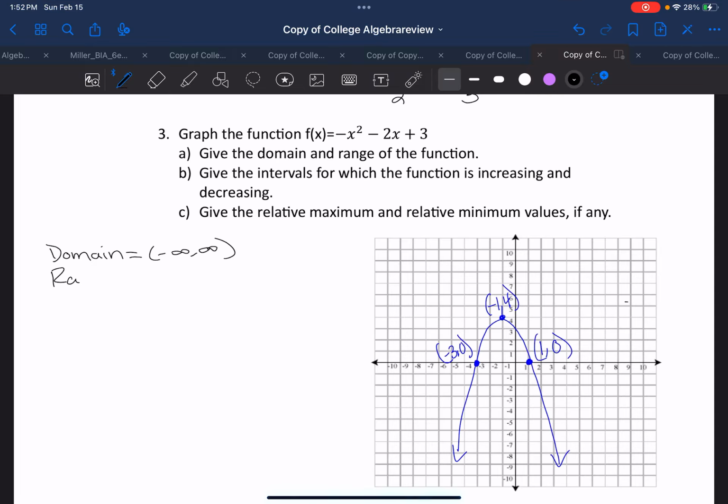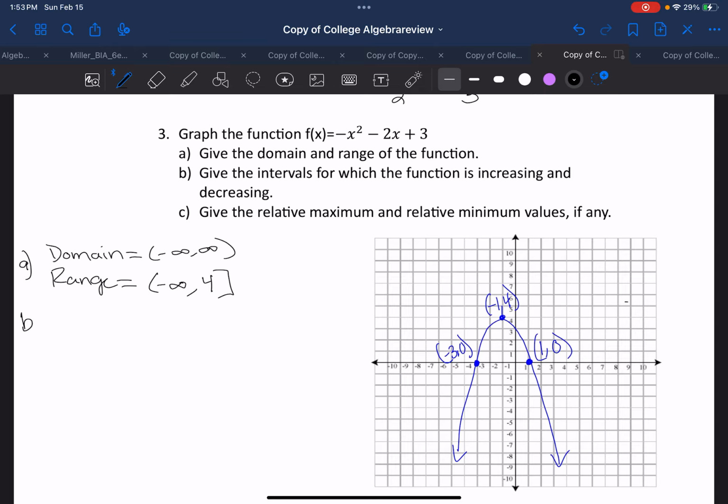The range, however, if I look from the bottom up, since it's going down forever, I know that that will go down to -infinity. And you always want to start from least to greatest. That's why I'm starting from bottom up for the y. But the largest y value that you see is that +4 at the maximum value. That's as far as the graph goes going up. So that would stop at 4 with a bracket, because 4 is on that graph as a point. So it's included. So this is for part A.